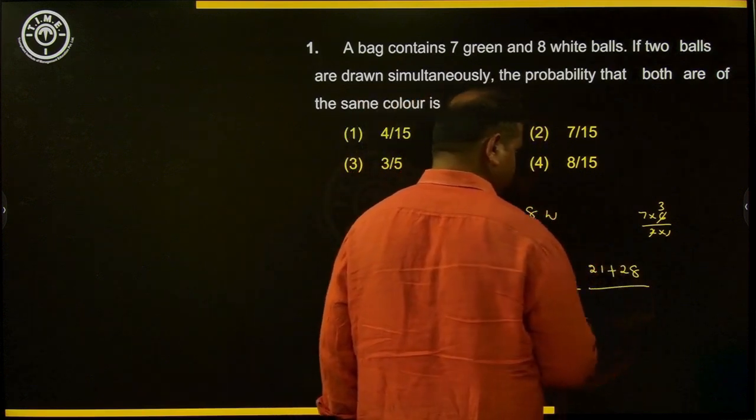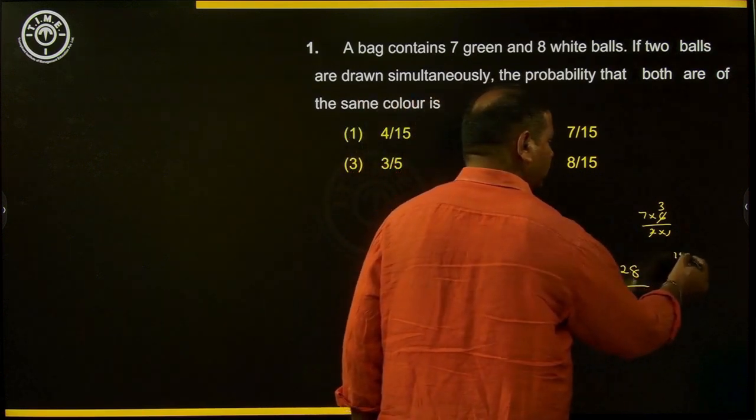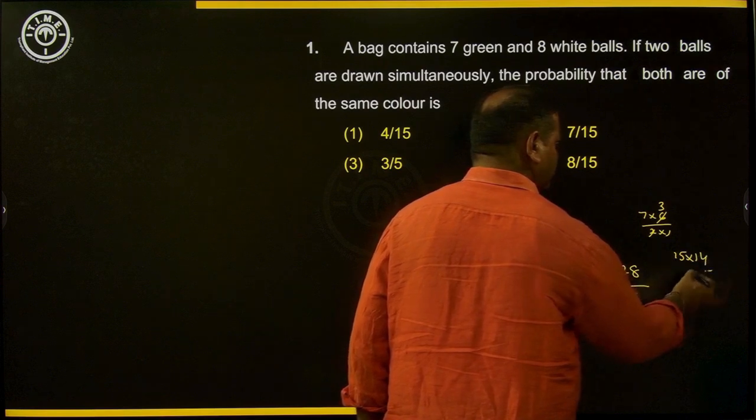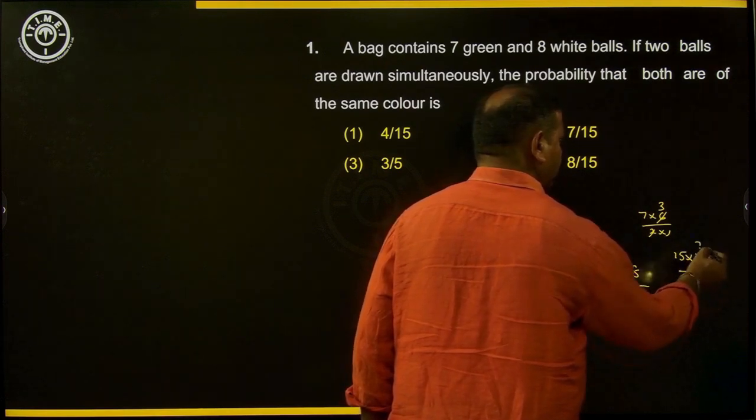15C2, take 2 numbers back: 15 into 14 by 2 into 1. Nothing but this is 105.